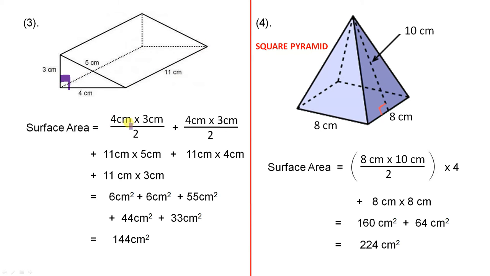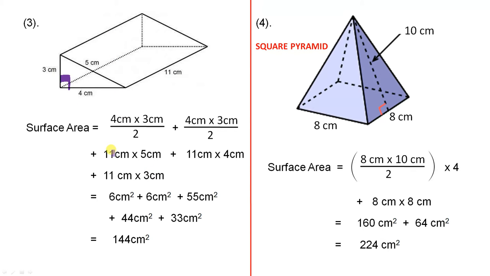So the surface area will be, if we take this triangle here, remember in the previous video, the area of a triangle was base times height over 2. So we've done that for the 2 triangles. Here we have 11 centimeters by 5 centimeters, which is the slope side. Here we have 11 centimeters by 4 centimeters, which is the base. And here we have 11 centimeters by 3 centimeters, which is that side here at the back.